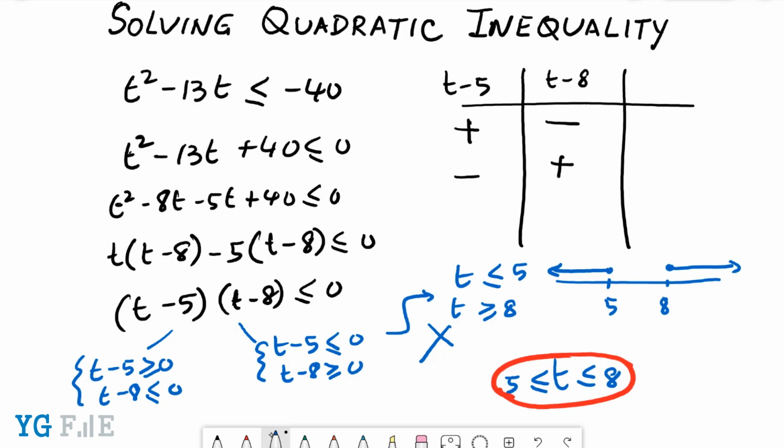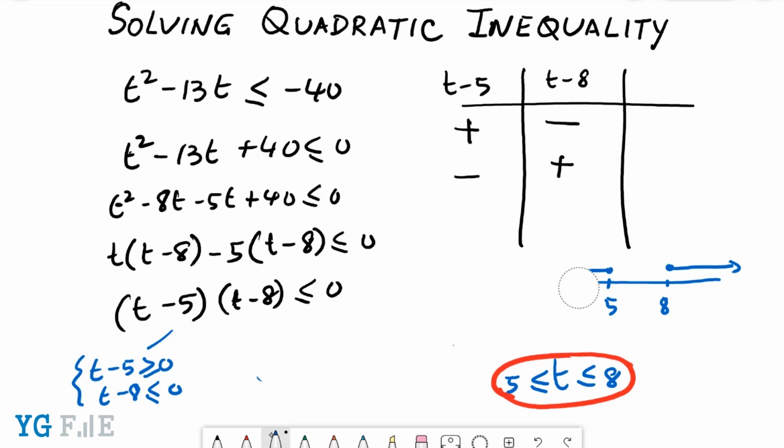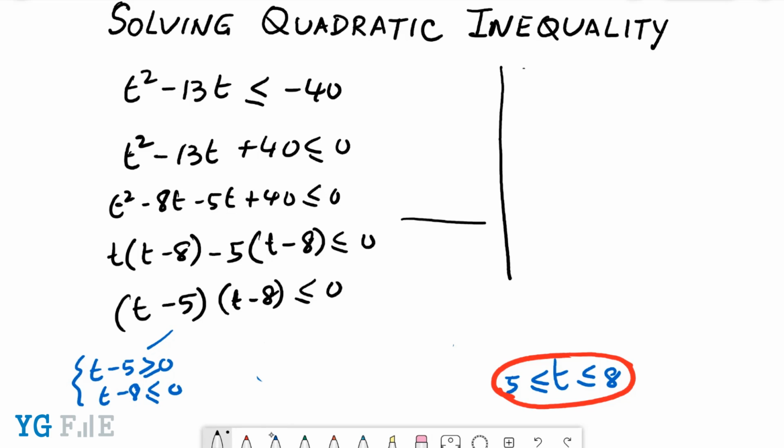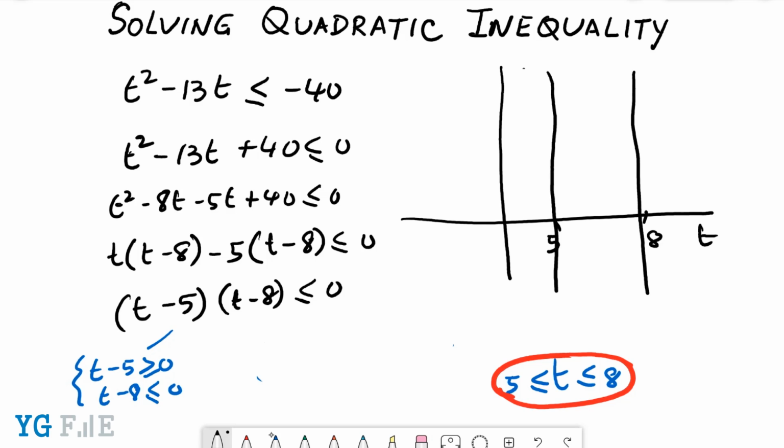So the only solution we get is the one from the first pair. We will say that the solution for this inequality is t greater than or equal to 5 and t less than or equal to 8. If I were to plot this on an xy plane, and let t be the axis here instead of x, then let us mark the numbers 5 and 8 and draw the lines t equal to 5 and t equal to 8. So these are the lines.